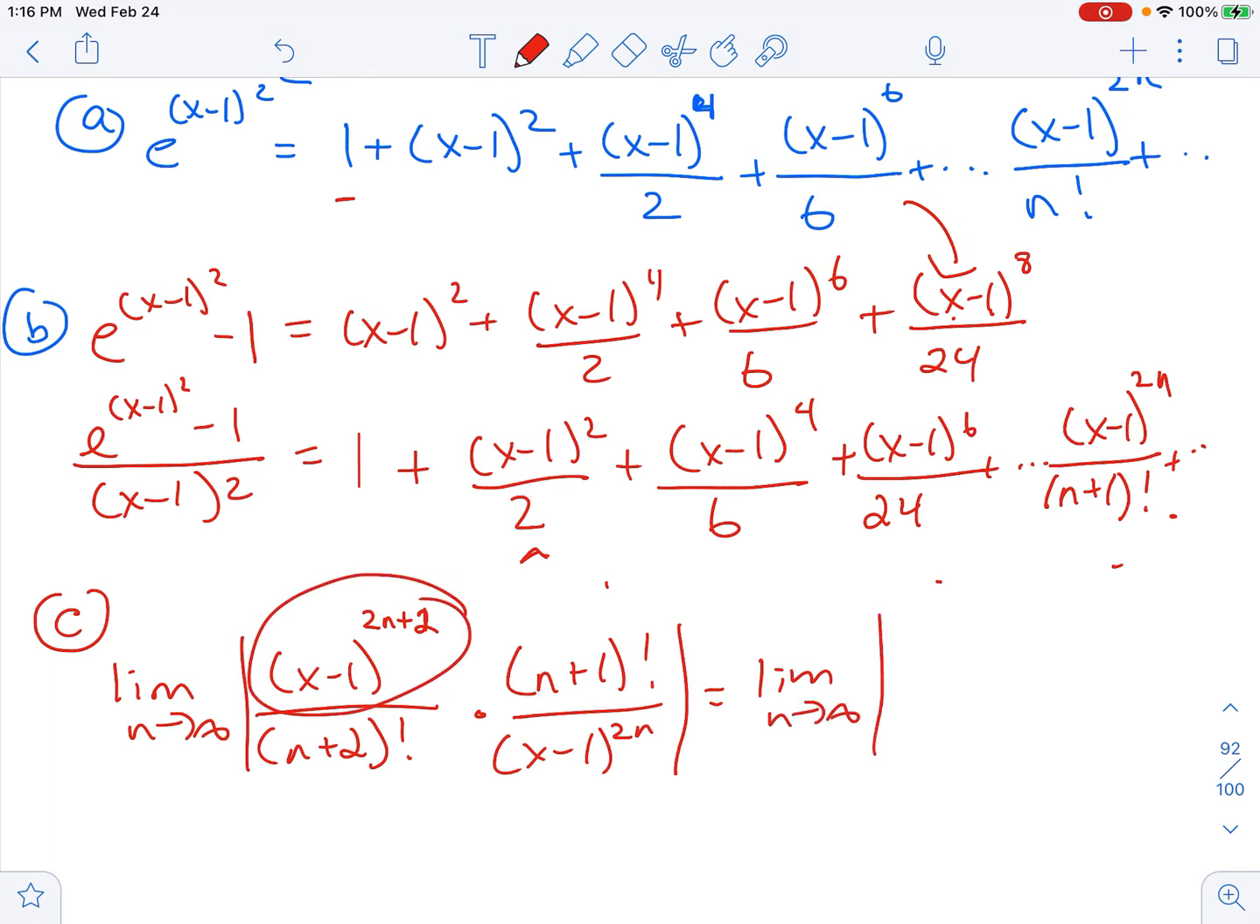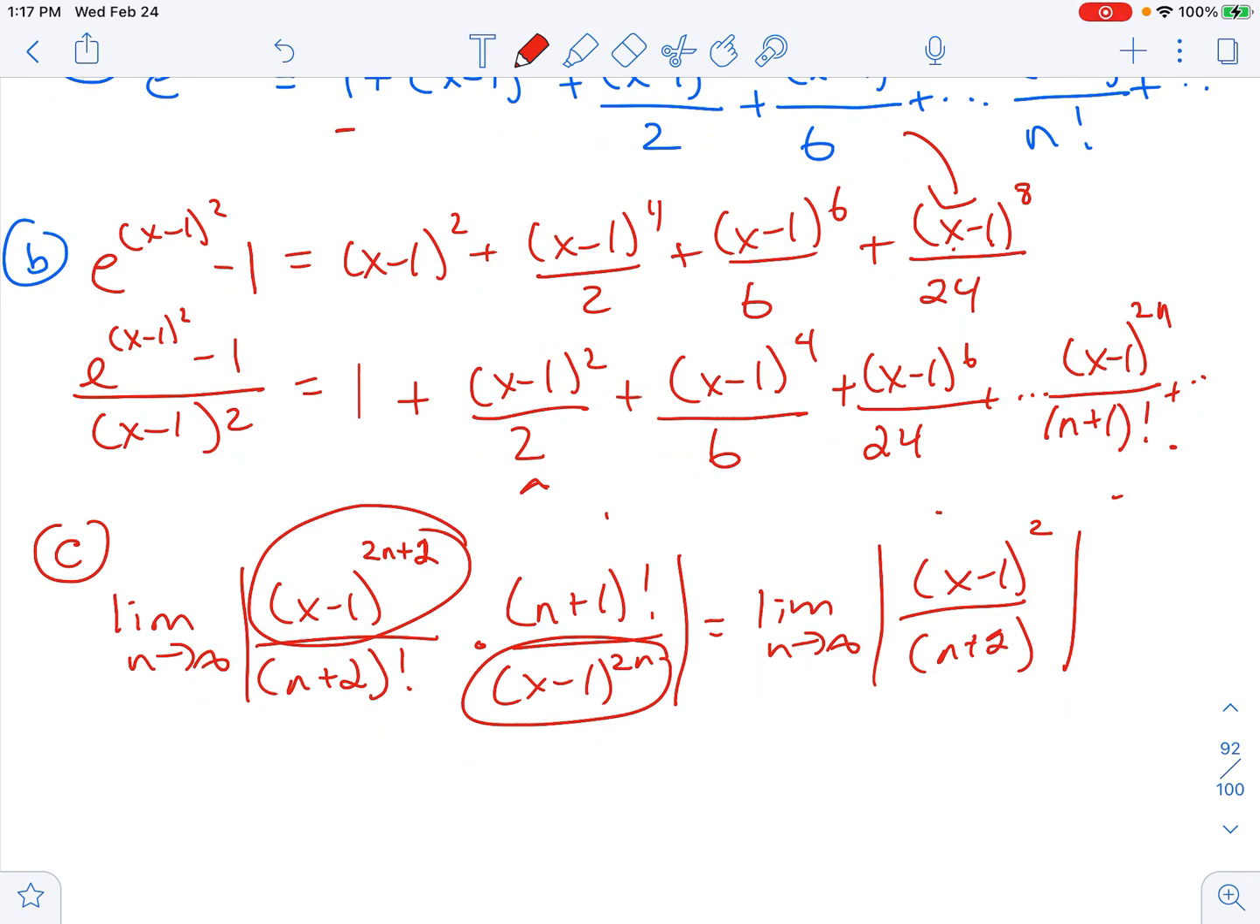Let's clean this up. You'll be left with just an x minus 1 squared really on the top. And then n plus 1 factorial over n plus 2 factorial just leaves you with an n plus 2. And we are taking the limit as n goes to infinity. So n is only on the bottom. So if you divide by infinity, that limit ends up being 0. So this is your ratio test. Ratio test says it converges if the limit is less than 1. You always end up with 0 here, so 0 is always less than 1. So in this case, your interval of convergence is all real numbers, or you could tell me from negative infinity to infinity.